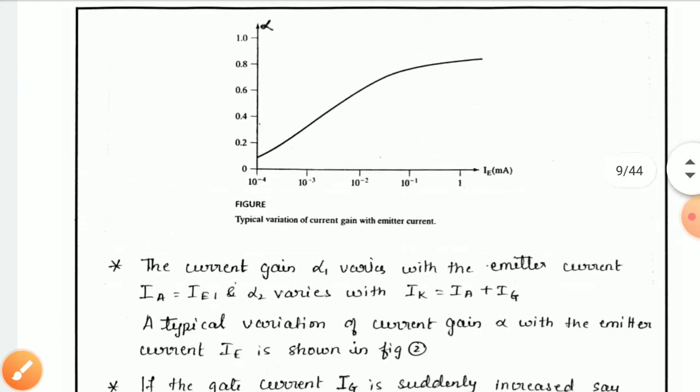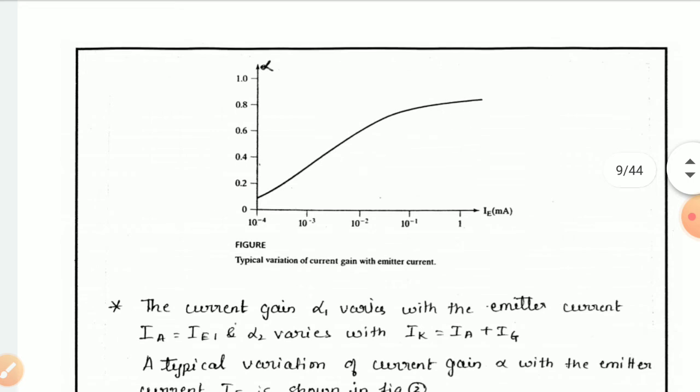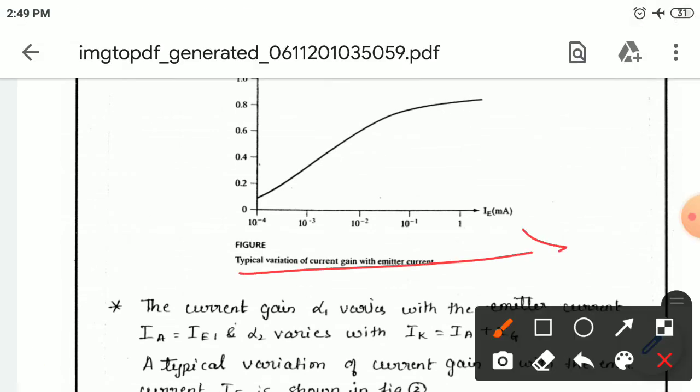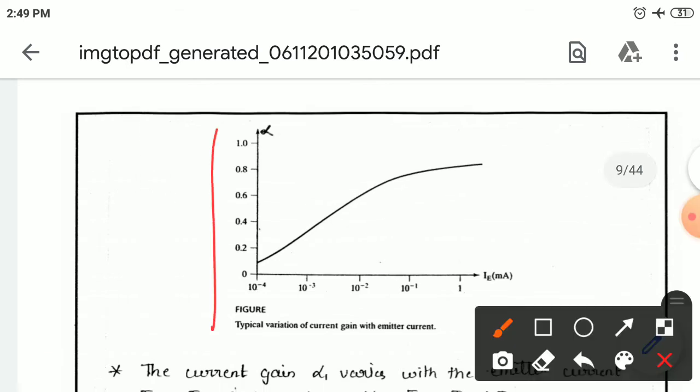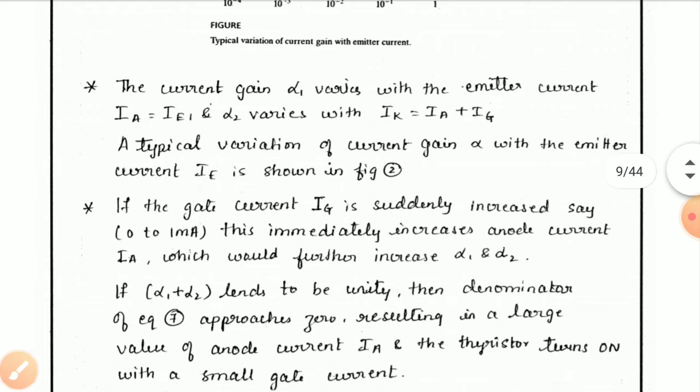Okay, so that's a typical variation of the current gain with respect to emitter current. The emitter current is IE, and the gain is alpha. Initially, as the emitter current increases, the gain alpha also increases. At some point the current goes into saturation. So the current gain alpha varies with the emitter current, IA equal to IE. A typical variation of current gain with emitter current is shown in the figure above.